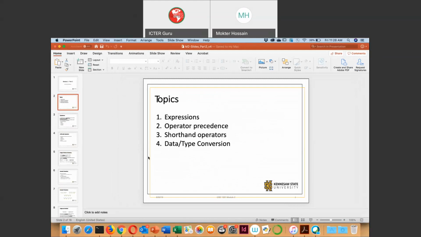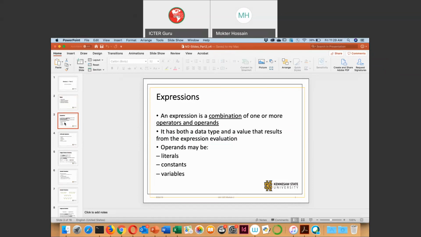Now we want to discuss expressions, operators, precedence, shorthand operators, and data type conversion. These 4 items. The last one is more important, and we need to focus on it. I hope I will get enough time to discuss this.